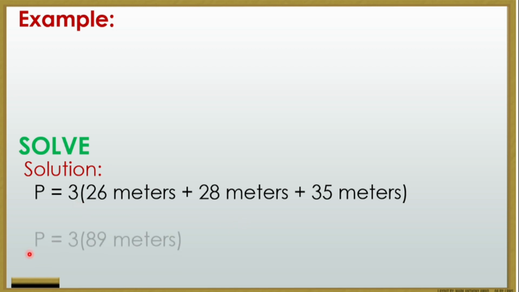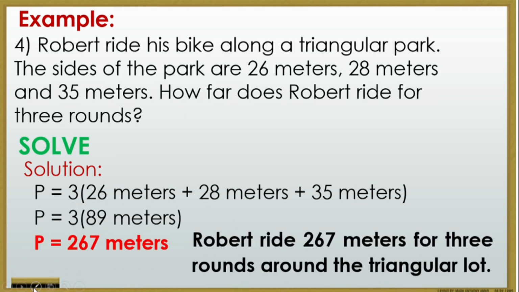So, the formula for this one, the number sentence, is P is equal to A plus B plus C. Okay, so that would be the formula. But to substitute the given, we're going to multiply this one by 3.